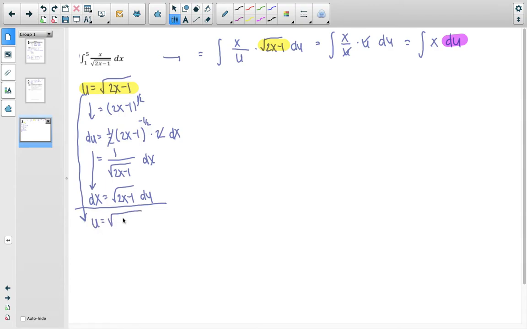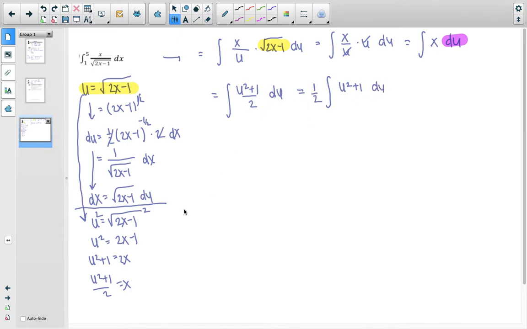So we get u equals the square root of 2x minus 1. To solve for it, we're going to square both sides, and you get u squared equals 2x minus 1. You add the 1 over, and divide by 2. Alright, so we're going to replace this x with u squared plus 1 over 2 du. And we're going to do one more step with this integral, and we know u squared plus 1 divided by 2 is the same thing as 1/2 multiplying that u squared plus 1. So I'm going to kick out the 1/2.